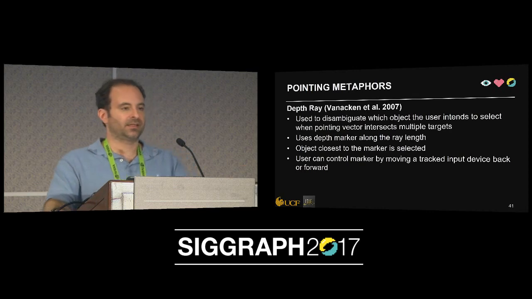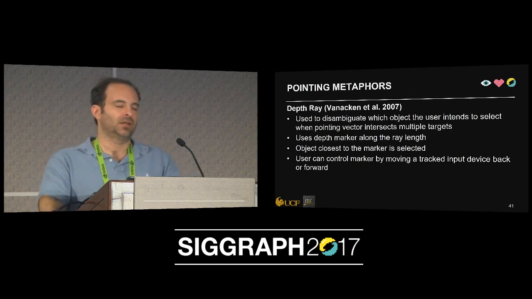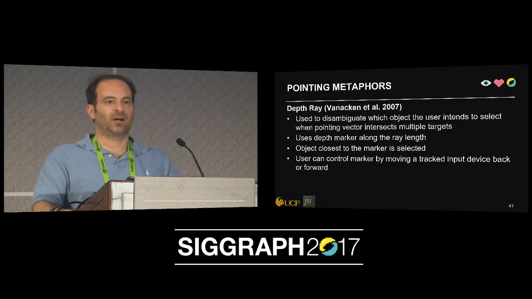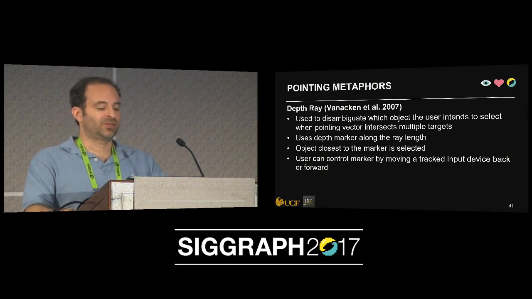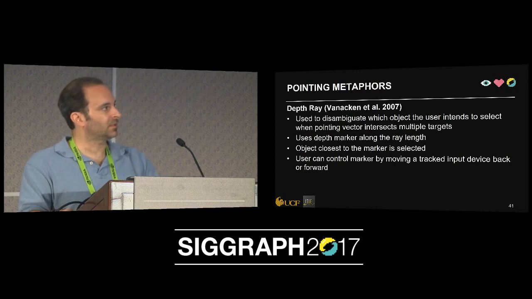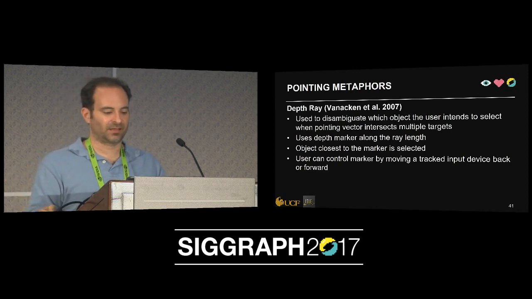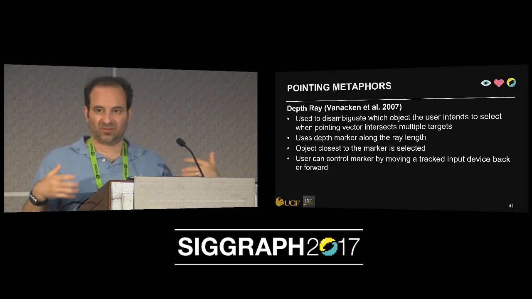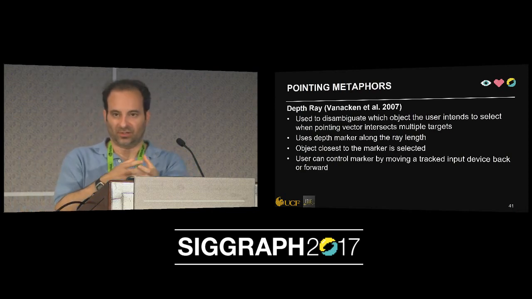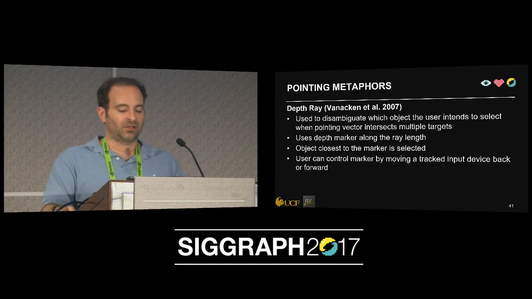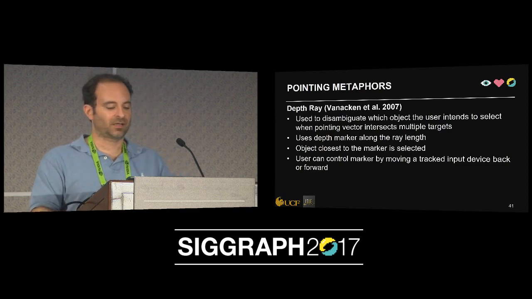The depth ray is a nice example. It's for when you've got a lot of objects and maybe they're at different depths. It can be used to disambiguate which object the user actually intends to select when the pointing vector intersects multiple targets. It has a depth marker, which shows along the ray length, and the object closest to that marker is the one you want to select. The user can control the marker by moving a tracked input device back and forth.